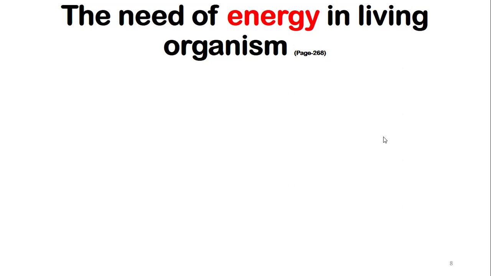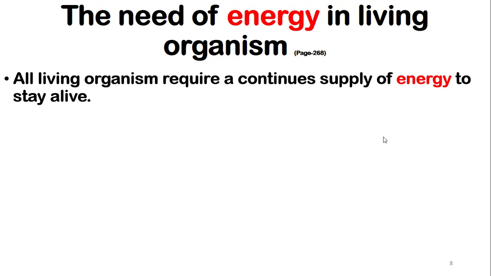The need of energy in living organisms. In other words, why do living organisms need energy? Number one, all living organisms require a continuous supply of energy to stay alive. For example, our brain is constantly using energy. Brain cells are highly active cells inside your body, and they constantly use energy. Your liver cells are highly active cells. Your heart cells are highly active cells. They require lots of energy even when you are at rest.